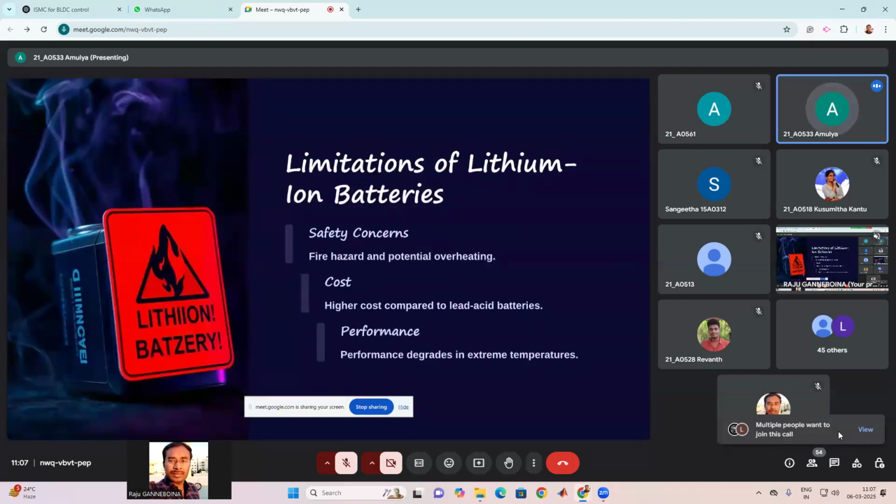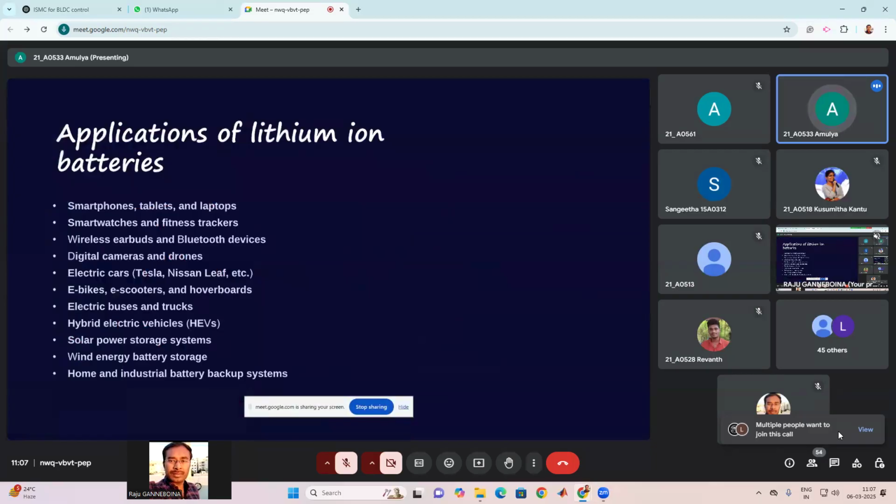And what are the limitations of the lithium ion battery? There are safety concerns: there could be a possibility of fire hazard or overheating, and they are a bit higher in cost when compared to lead acid batteries. There is also a performance issue, which degrades when the temperature is very high. These are the applications of lithium ion batteries: smartphones, tablets, smartwatches, wireless earbuds and Bluetooth devices, digital cameras, drones, electric cars, and also solar power storage systems, wind energy, and home and industrial batteries.